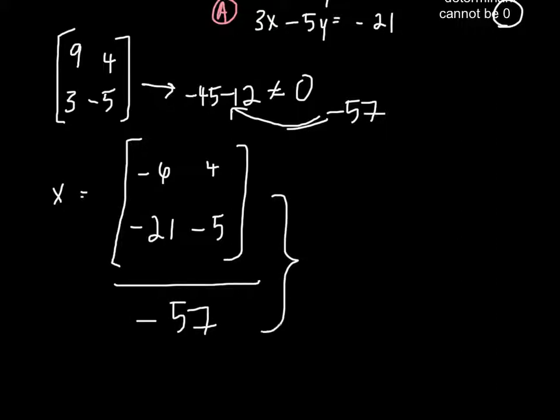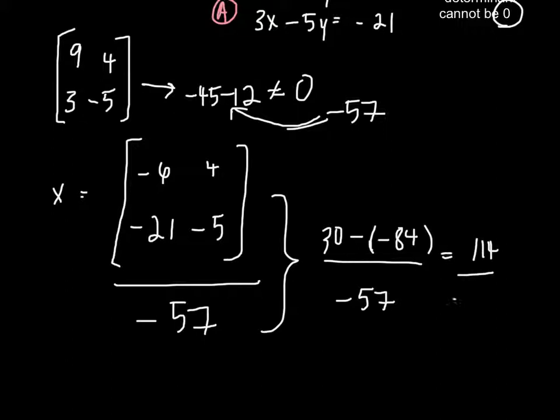So all of this together, we get 30. That's negative 6 by negative 5. So 30 minus negative 84. And once again, that's from these two. So divide that by negative 57. We get 114 over negative 57, which is negative 2. Now that's just our x value.